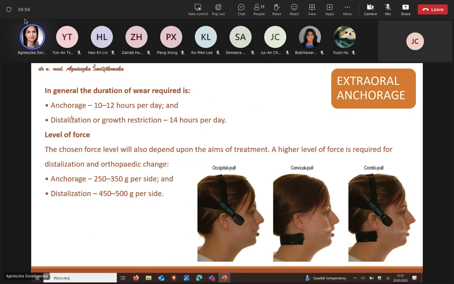Usually, it should be worn 10 to 12 hours per day, and you know that it is impossible.